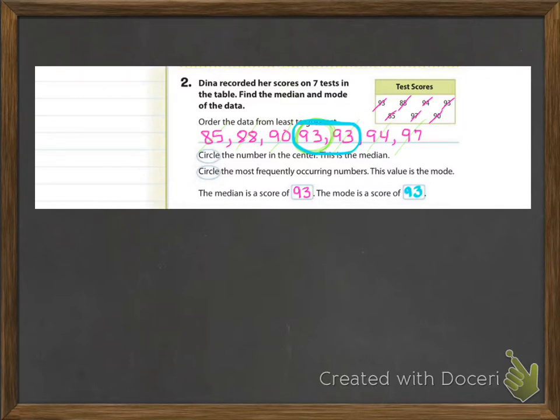So I want you to notice here that sometimes you can have the same number be the median and the mode. And you know what? Sometimes it could also be the mean as well. So don't let that confuse you if you happen to get the same number each time or even different numbers each time, because it's all random and it's possible.